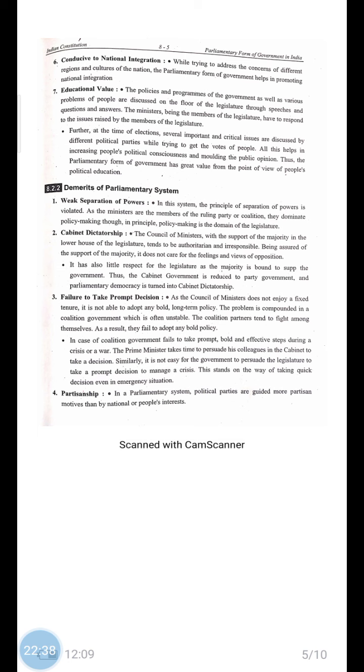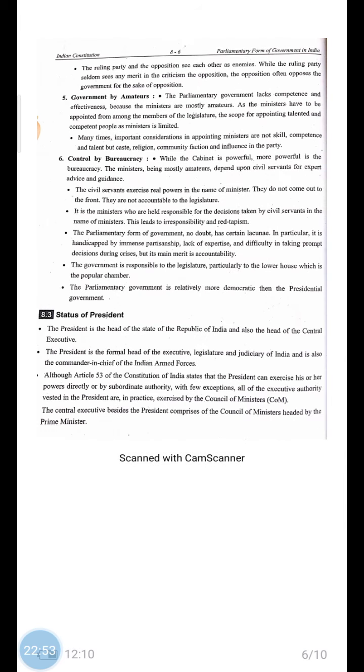Then partnership. In this parliamentary system, political parties are guided more by partisan motives than by the national interest of the people. They often work more for their own interest than for the party's decision. Then, the ruling parties and the opposition see each other as an enemy, while the ruling party seldom sees merit in the criticism of the opposition. So the opposition often opposes the government for the sake of opposition.